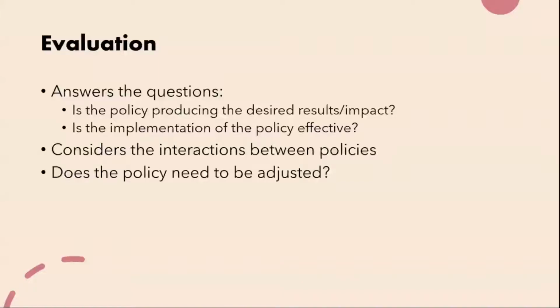The last step in the policy process is evaluation. The government and stakeholders come together to analyze information about the impact and implementation of the policy. They then use this information to assess how successful the policy has been. Policies can also have unintended interactions with other established policies, and it's up to the evaluators to determine which policy should be adjusted and how.